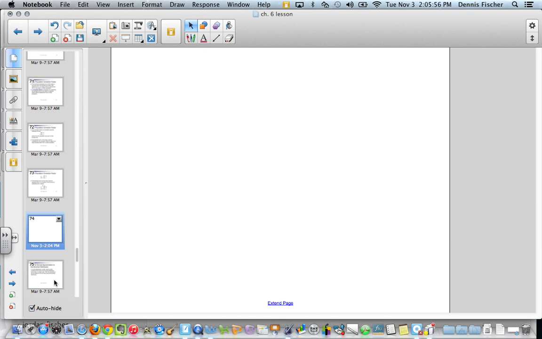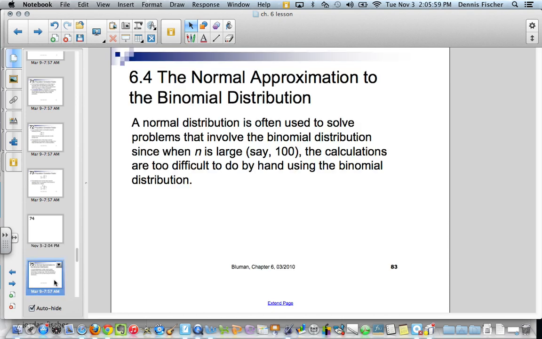Next slide. Normal approximation. A normal distribution is often used to solve problems that involve binomial distributions. When n is large, say 100, the calculation is too difficult to do by hand using a binomial distribution.